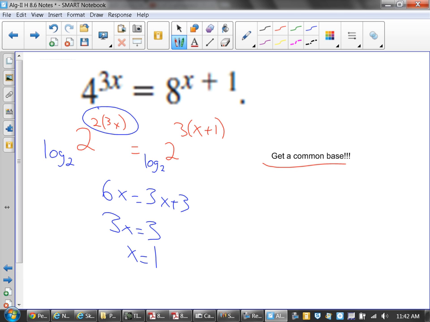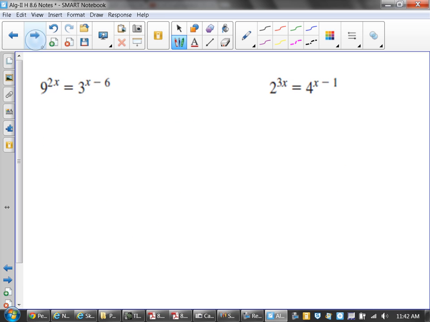Now, how can I check to see if I did that right? Substitute back in. I can substitute that back into my calculator to see if it worked. What's 4 cubed? Very good. What's 8 squared? Very good. And it worked. All right, you okay? Let's try another one.